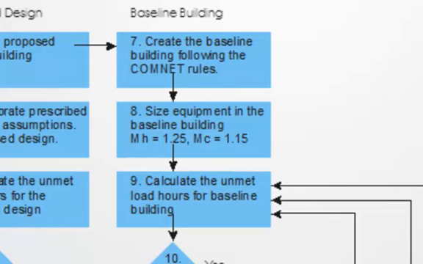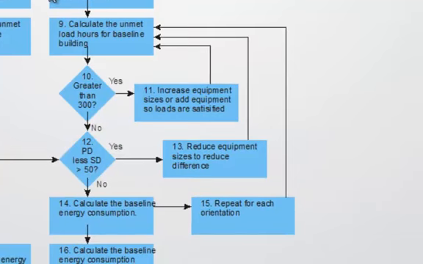And then the next step, step 9, is you calculate the unmet load hours for the baseline building and check to see that it's less than 300. If it's more than 300, then you have to make some adjustments to the equipment. I doubt that that would ever happen because it's already oversized 25% on heating and 15% for cooling.